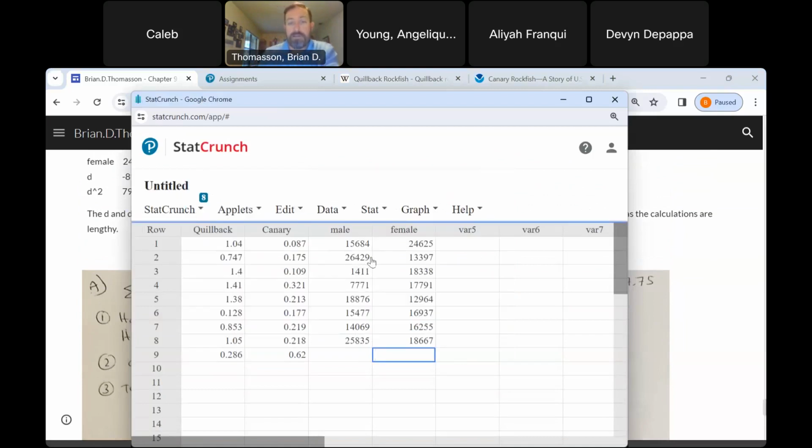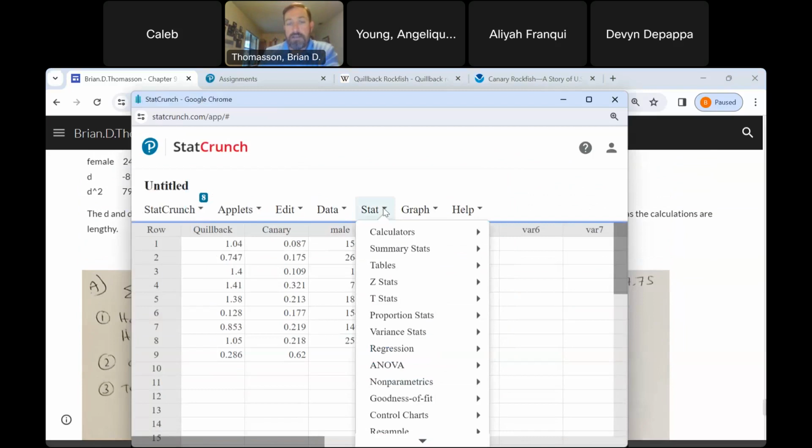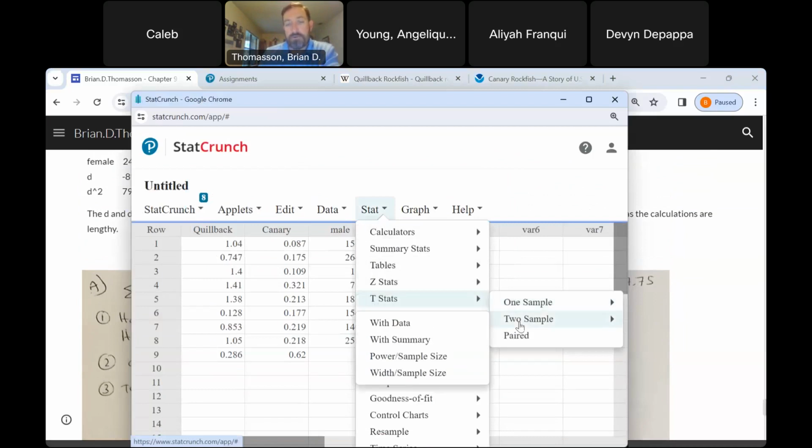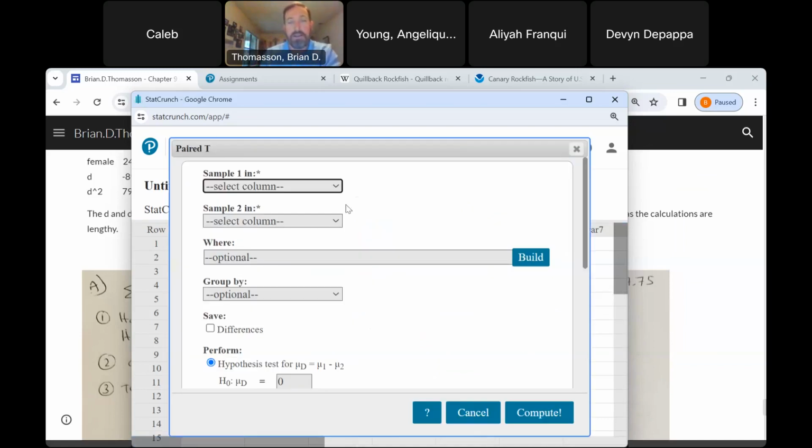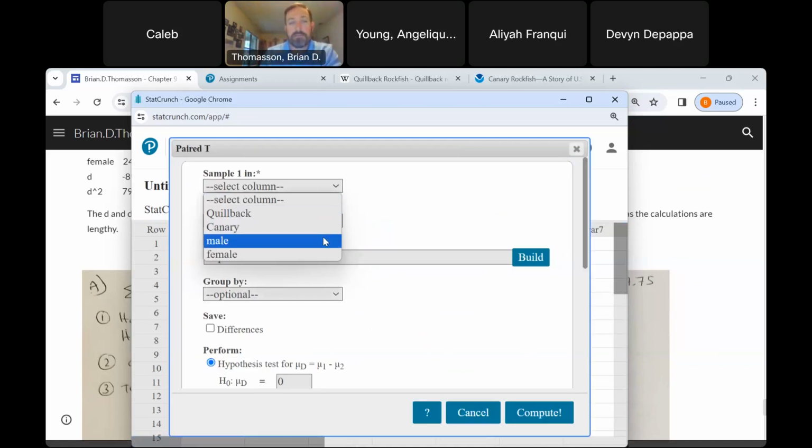So I have those males and female words in there already. We're going to go to Stat, T-Stats, because we're using t for our test stat. Now, careful, this is not a two sample. This is a paired. There's a difference between the two sample and the paired. Two sample are two independent groups, like the two different species of fish. And paired is when there's some connection between the two, as in they're couples in this case. So we got to go paired. We select the males and females.